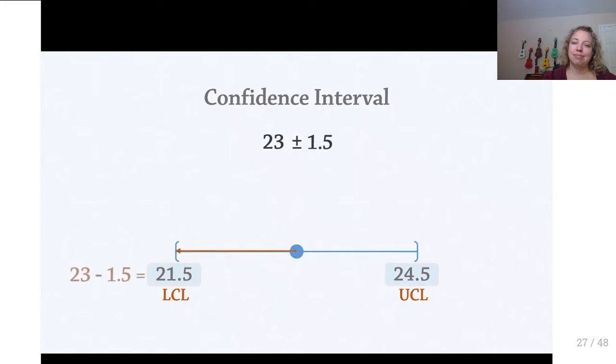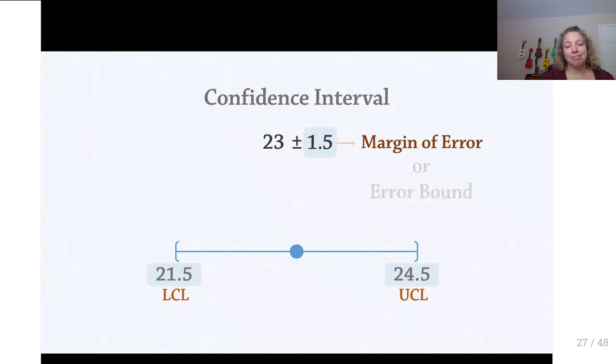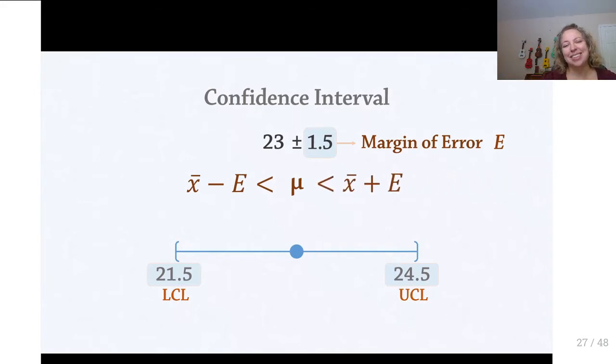This interval was actually obtained by taking the sample mean 23 and subtracting and adding 1.5 to it. That is, 23 minus 1.5 gives 21.5, and 23 plus 1.5 gives 24.5. The 1.5 is referred to as the margin of error or error bound. Different letters like E, B, and M are used to represent it, but let's just use E. In essence, the confidence interval estimate for a population mean lies between the sample mean minus the margin of error and the sample mean plus the margin of error.